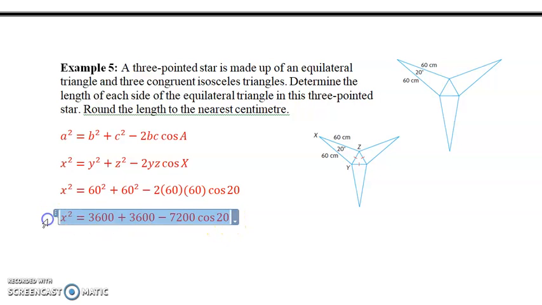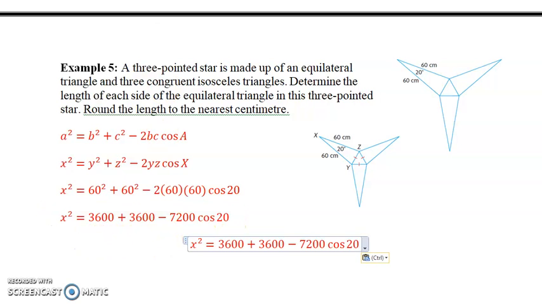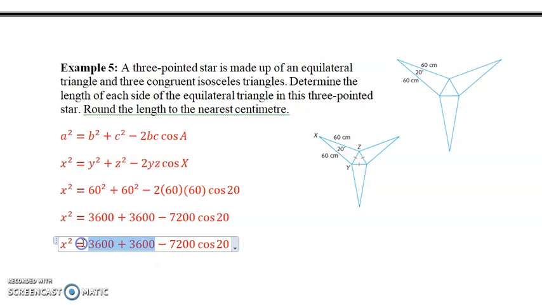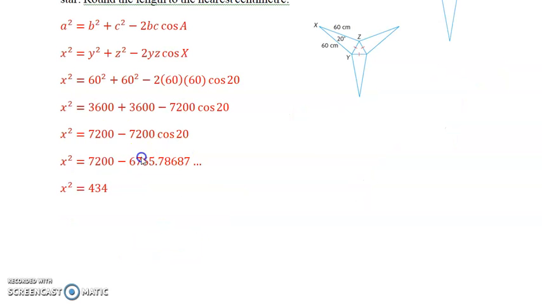Cos 20. So we get 7200 minus 7200 cos 20. Remember, this has to be done first before you subtract. If you subtract first, you'll get 0 times cos, and you get nothing, and it doesn't make any sense. So I take the 7200 cos 20, I get 6765.78687. Subtract that from 7200, I get 434.2131303, and so on.